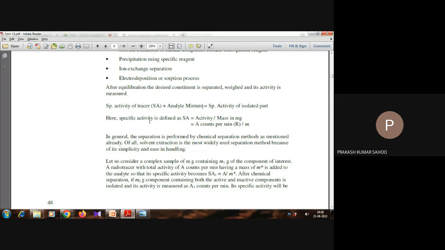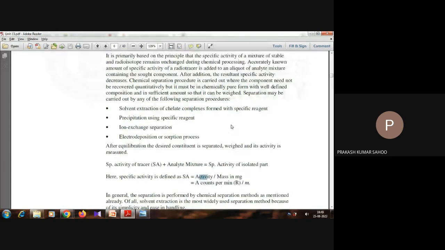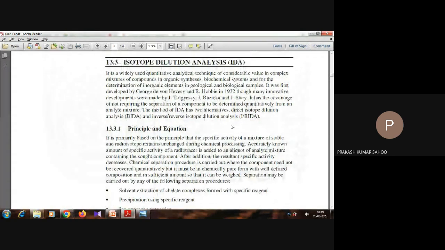Specific activity is defined as activity per unit mass in milligram. That is activity in counts per minute, R, divided by M, where M stands for mass. So this is the specific activity formula, that is the activity of the component per milligram of mass. So these things make up isotope dilution analysis, IDA.